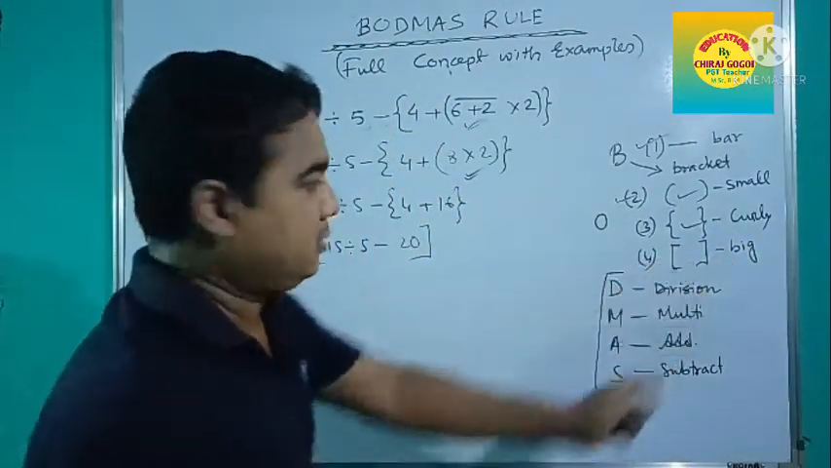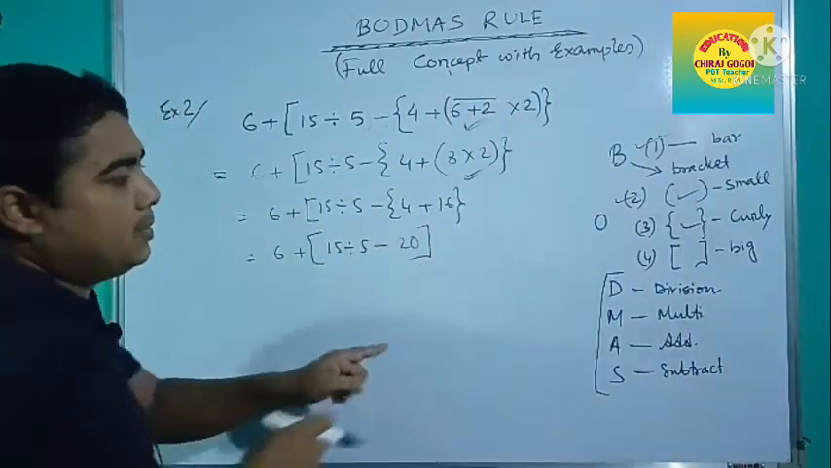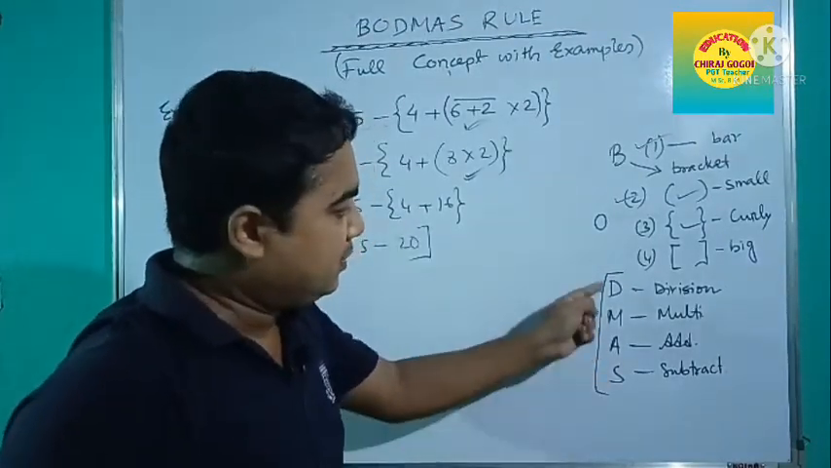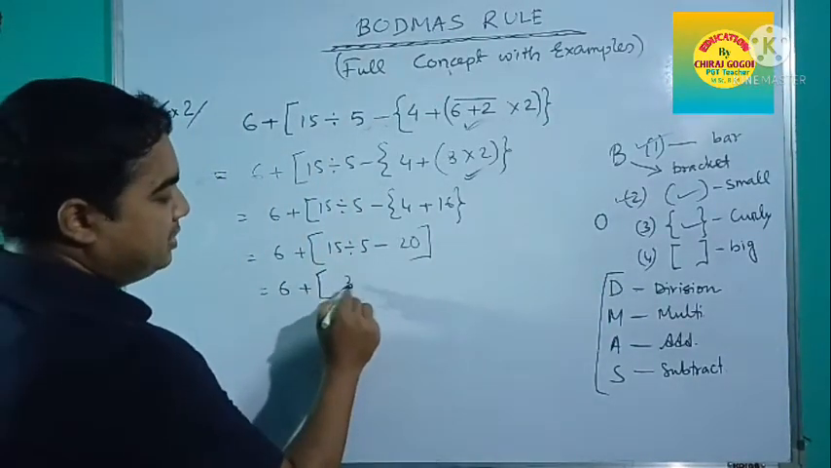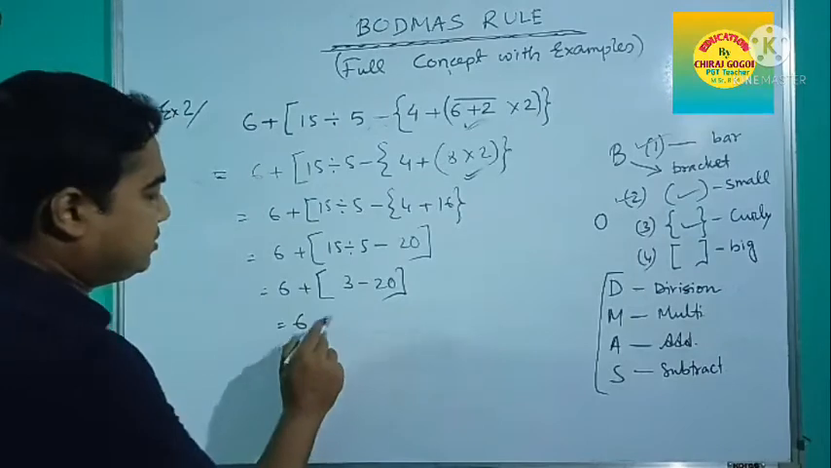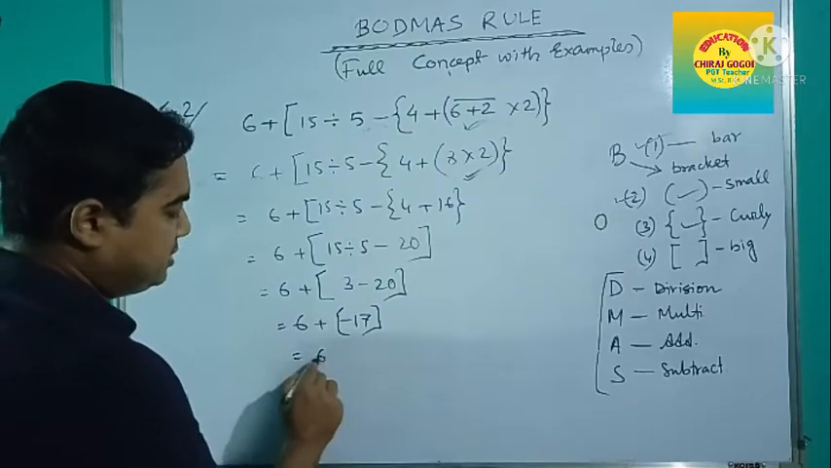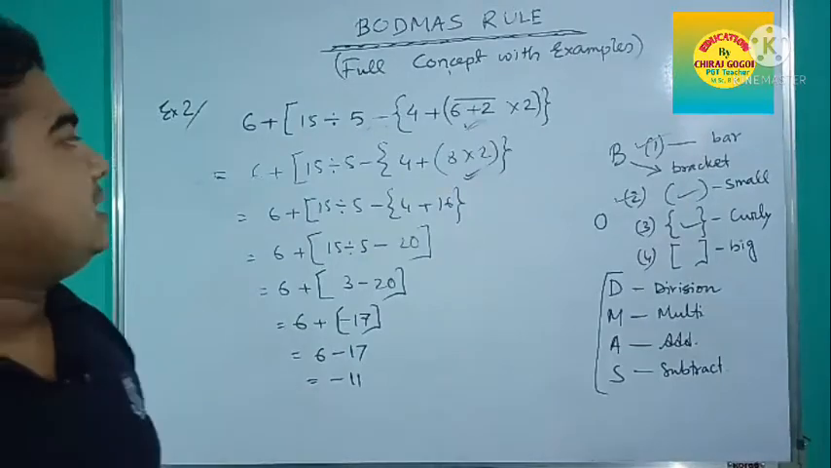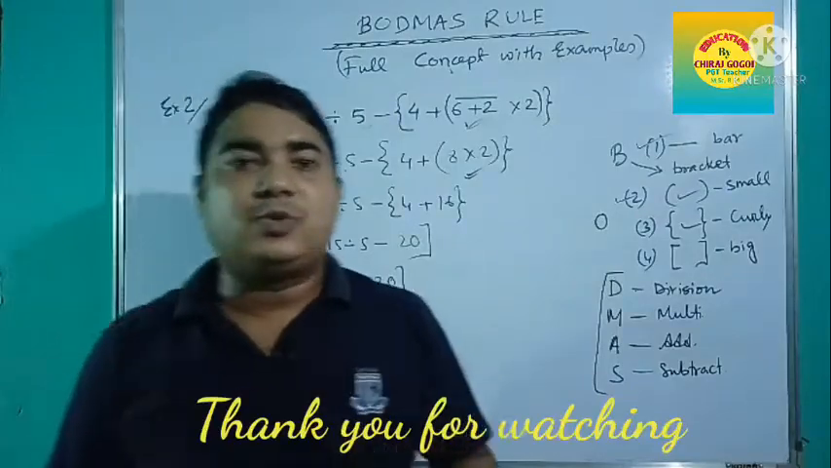Next, the big bracket. Inside the big bracket, divide and minus, two symbols are available. Which one first? Division first, next multiplication, next addition, next subtraction. So at first division: 6 plus 15 divided by 5 means 3, minus 20. So 6 plus 3 minus 20, answer minus 17. Then 6 minus 17, answer is minus 11. We got the answer minus 11 according to the BODMAS rule. Clear? Okay, this much for today. Thank you.